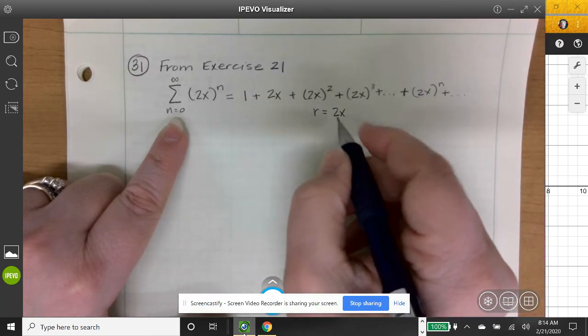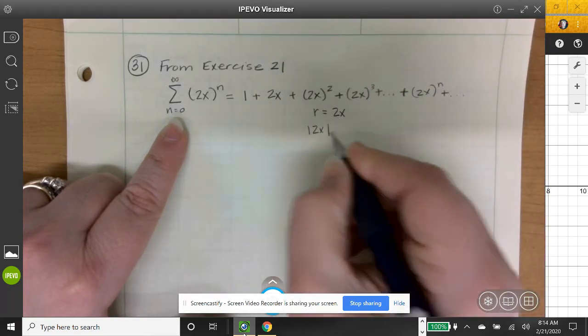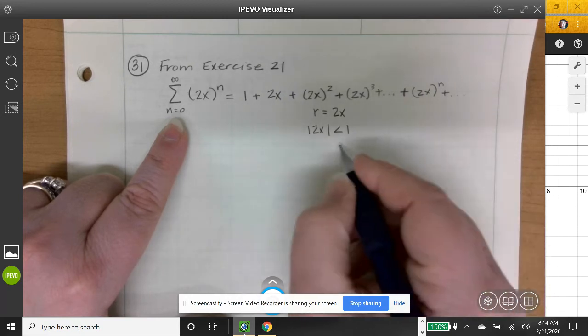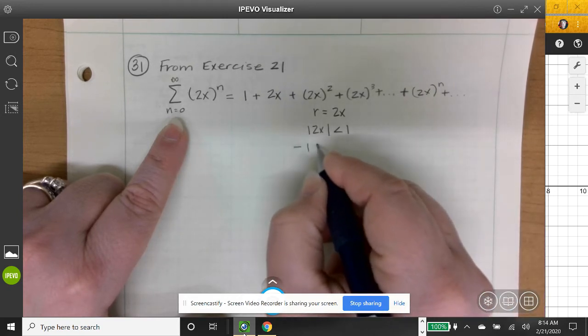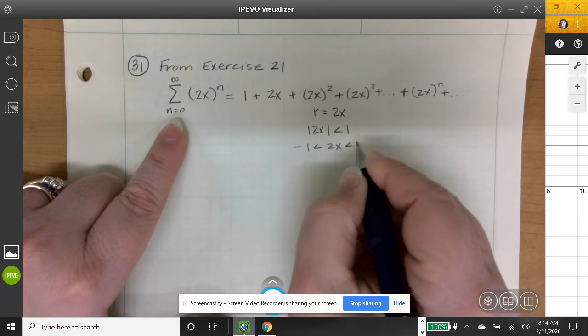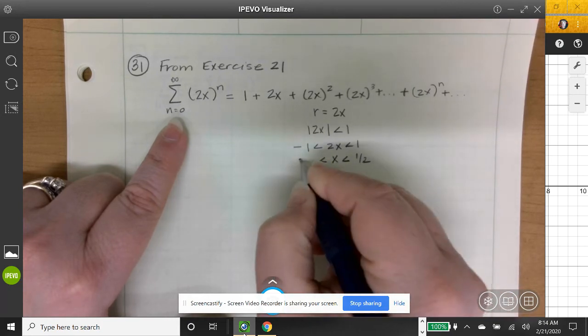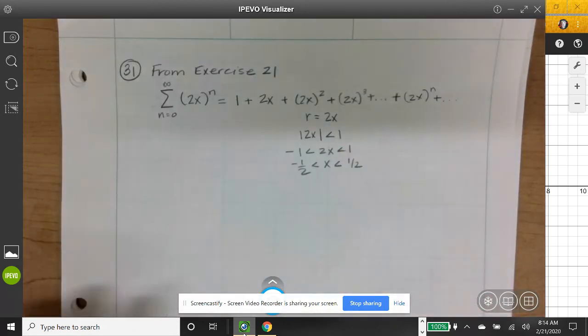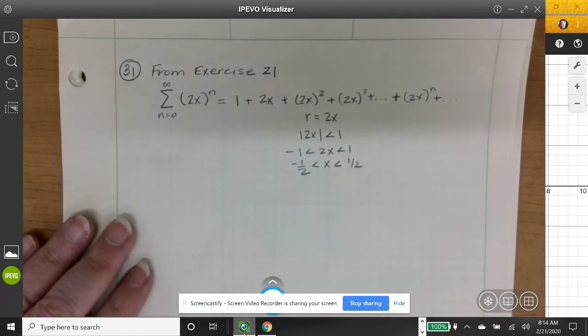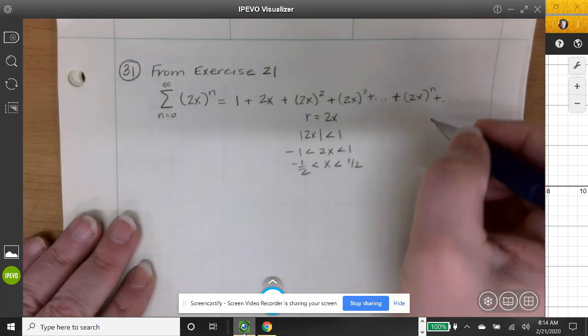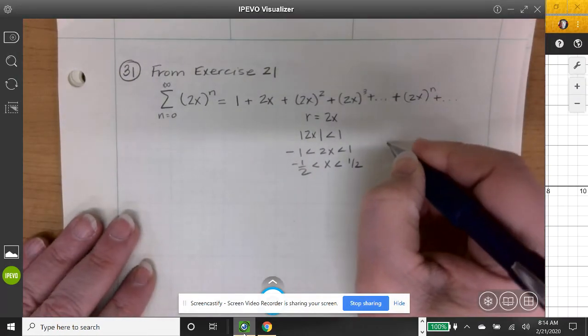And this would converge when the absolute value of 2x is less than 1. And that means that 2x has to lie between -1 and 1. And then our interval of convergence is going to be -1/2 to 1/2. Okay? And so what they want us to do is find a function. Well, for part number 21, we found the function.